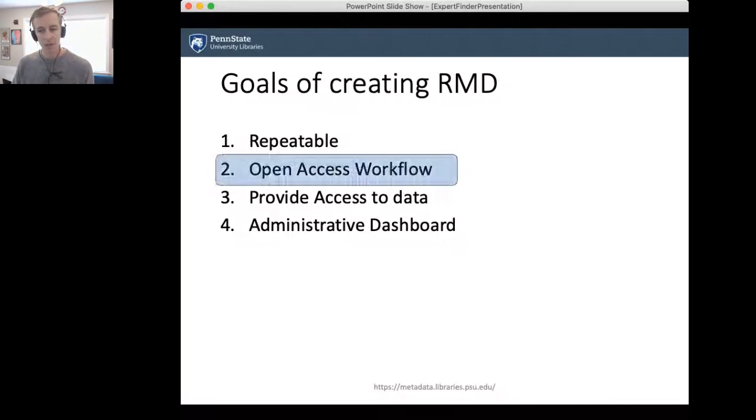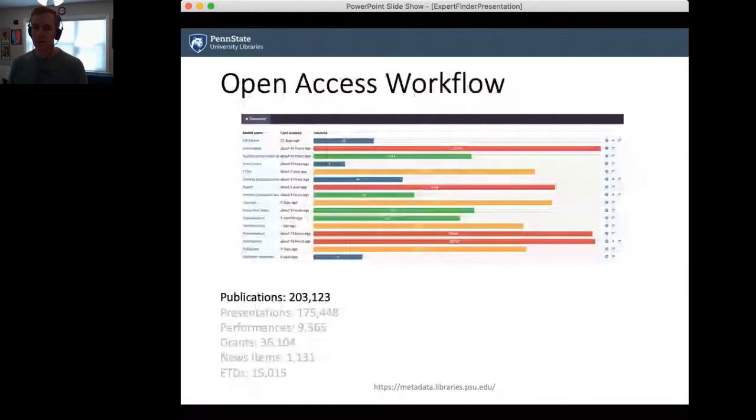So the first thing that we were going to focus on was the open access workflow for RMD. And for the purpose of open access, RMD is largely a citation index. We have over 200,000 citations for researchers currently at Penn State. There are also 160,000 presentations, 8,000 performances, 36,000 grants, and a little over 1,000 news items, but a lot of that's used to populate the faculty profiles via the API. It's not completely relevant to the open access workflow, but I'm mentioning it in terms of looking at this larger dashboard.